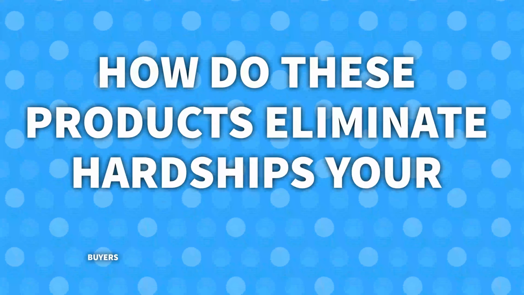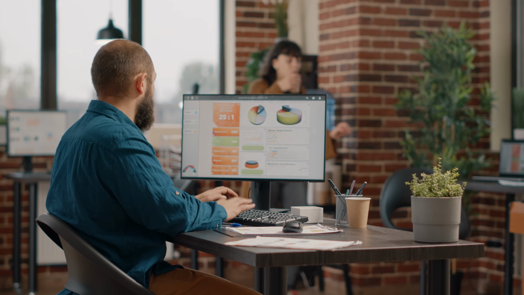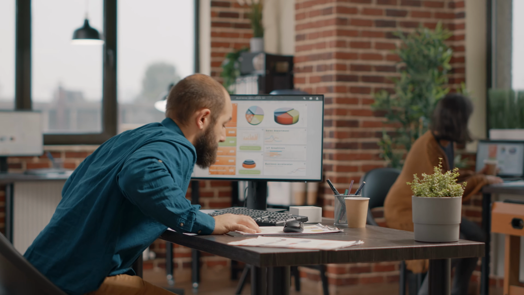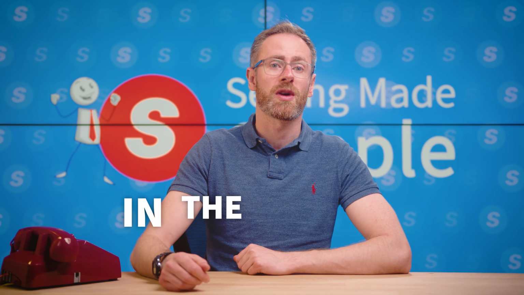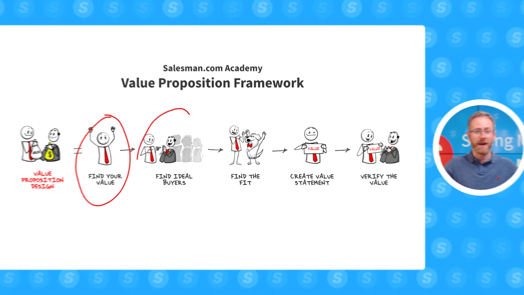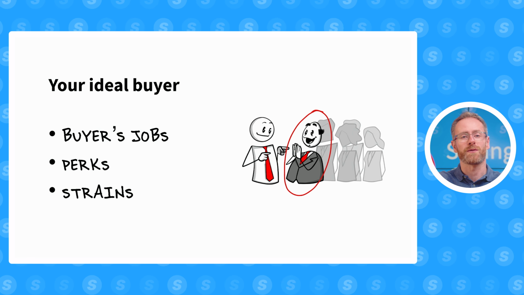And then how does each one of your products eliminate any hardships that your buyers might go through? Do they fix frustrating problems? Do they eliminate risk? Do they limit or get rid of common mistakes that your prospects might be making? List them out in the strain reducers section. And once you've done that, it's time to shift over to finding your ideal buyer, which we call the buyer breakdown. And just like the previous section, this section consists of 3 parts as well.